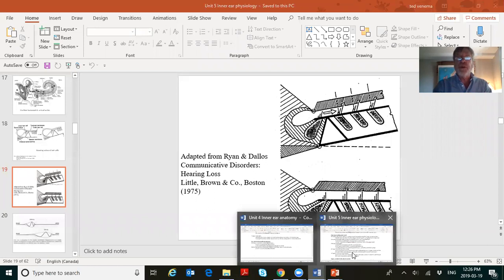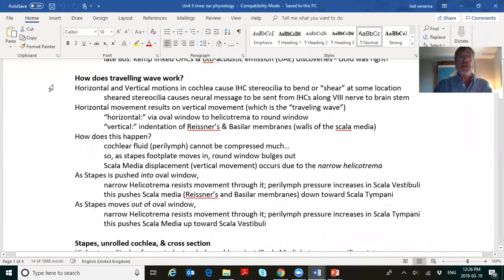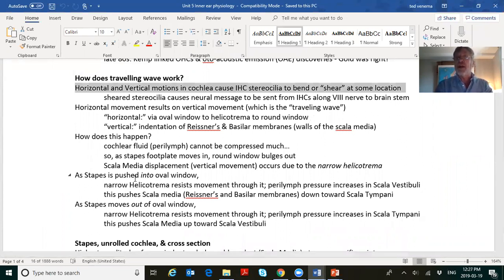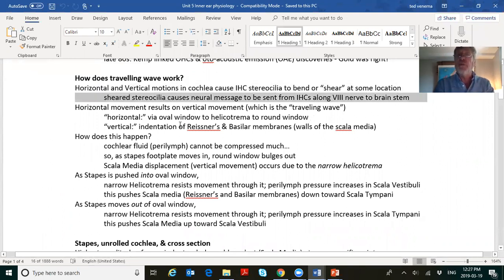And just review here. Horizontal and vertical motions in the cochlea cause inner hair cell stereocilia to bend or shear. Yes, you may have seen outer ones bend as well, but it's the bending of the inners that sends the info to the brain. The sheared stereocilia cause a neural message to be sent from inner hair cells along the 8th nerve to the brain stem. The horizontal movement results in, not on, in vertical movement, which is the traveling wave.